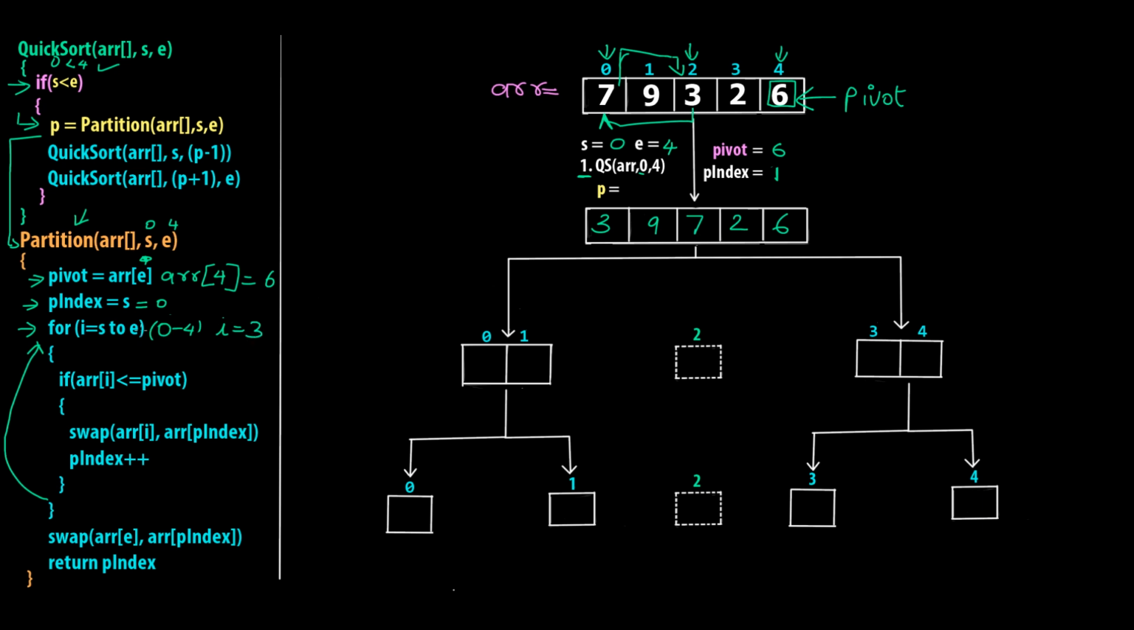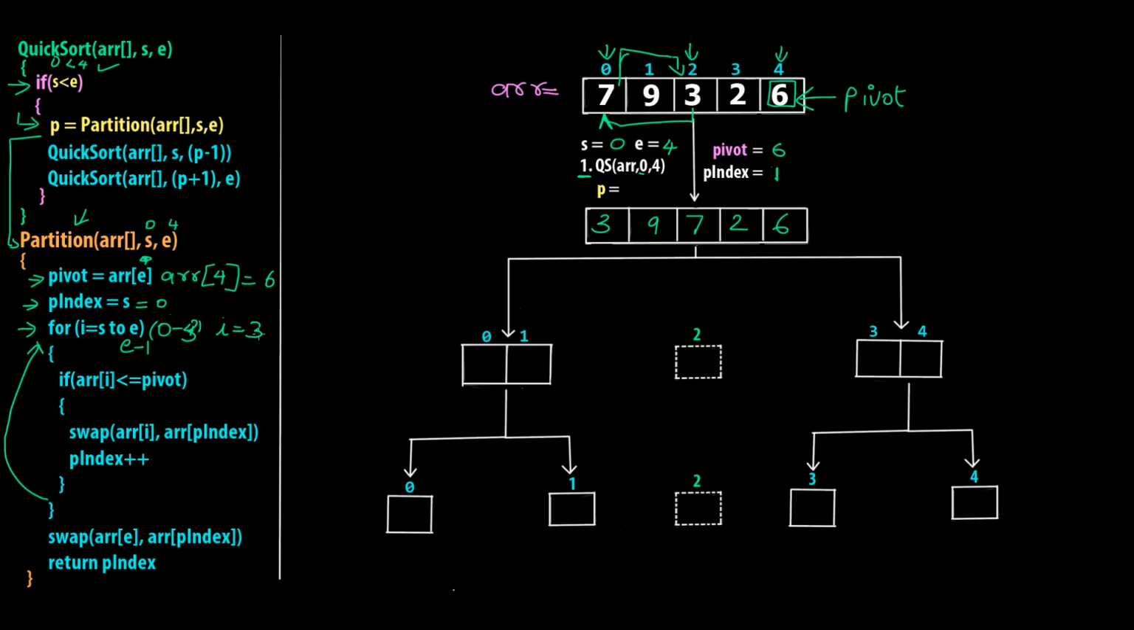Also, one more thing to note is that the for loop will run from I equals S to E minus 1, and not E, because the last element obviously is the pivot. So we only want to compare 7, 9, 3 and 2 and not the last pivot value with itself, right? So this will run from 0 to 3 only. I've made a little mistake over here. It is E minus 1. I hope you guys rectify it.